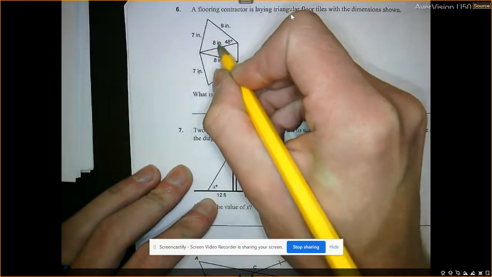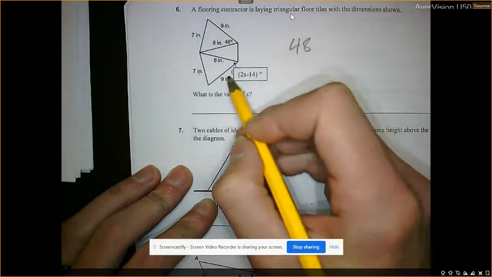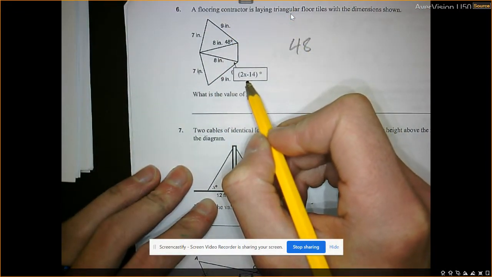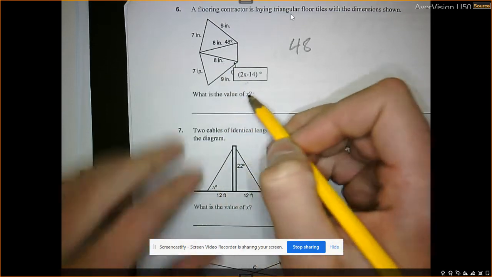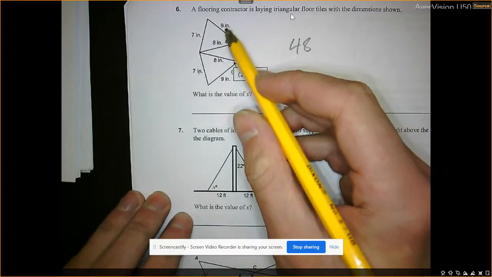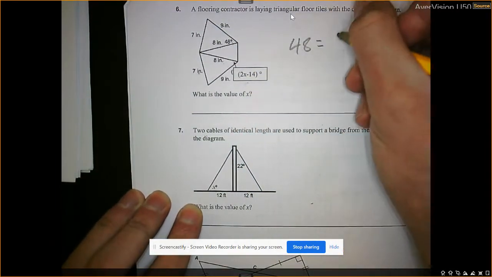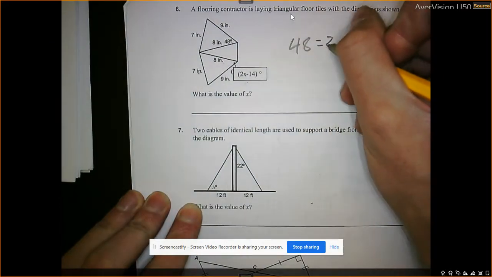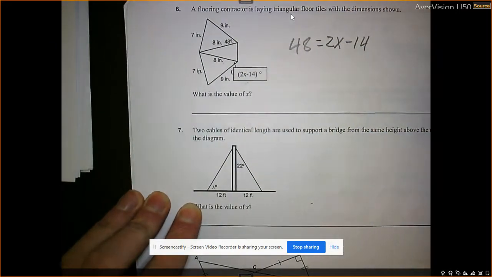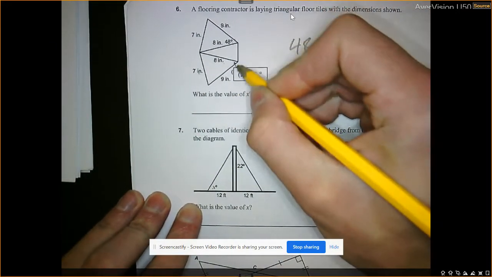48 degrees is between side 8 and 9. And this one, 2x minus 14, this angle is between side 8 and 9 also. It doesn't matter that they're flipped. It's still between the two. So we can set 48 equal to our angle that's between 8 and 9 here, which is 2x minus 14. Okay, do we see how those angles correspond?